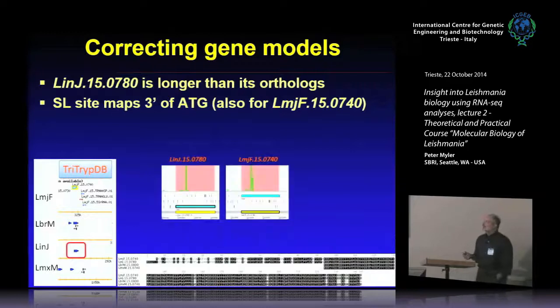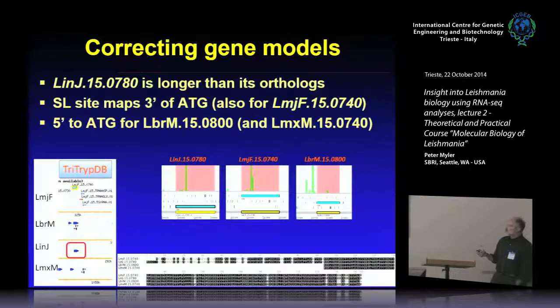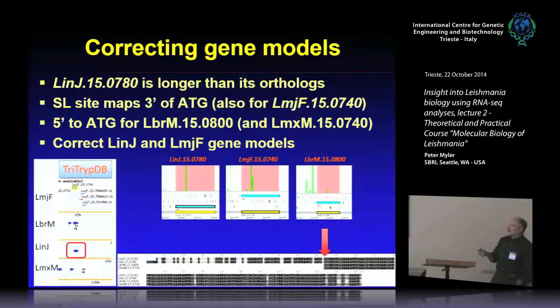So when we did the splice leader mapping, what we found was that in L. infantum and L. major, the splice sites mapped within the coding sequence. And so clearly, this region here was not going to be translated. Whereas in L. brasiliensis and L. mexicana, which I'm not showing, the splice sites were mapping upstream of this sequence here. So in fact, in all 4 species, the splice site was right around about here. So obviously, we had gotten the models wrong in L. infantum and L. major, and we had to correct them. And this was the true start of the protein coding sequence in all 4 species.